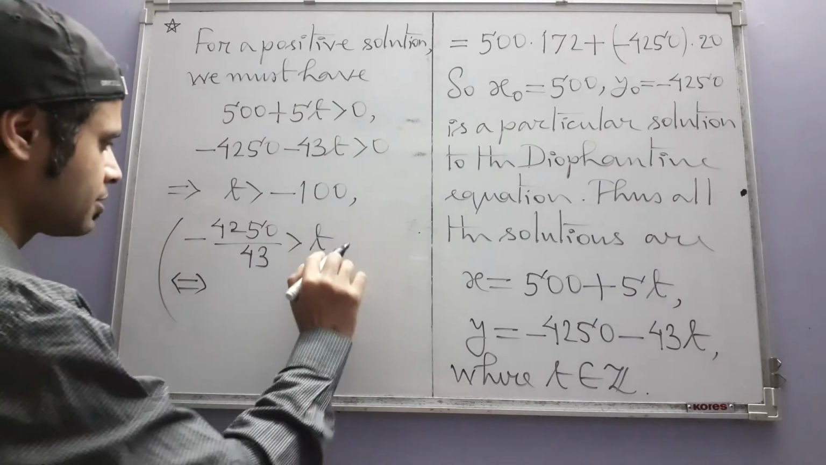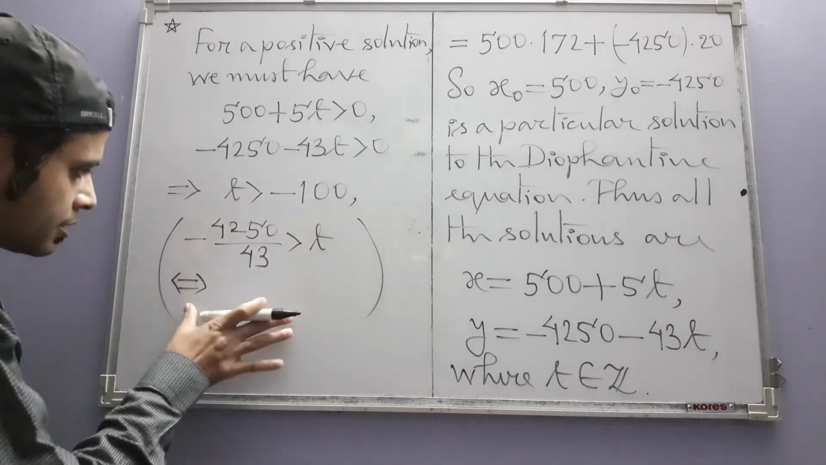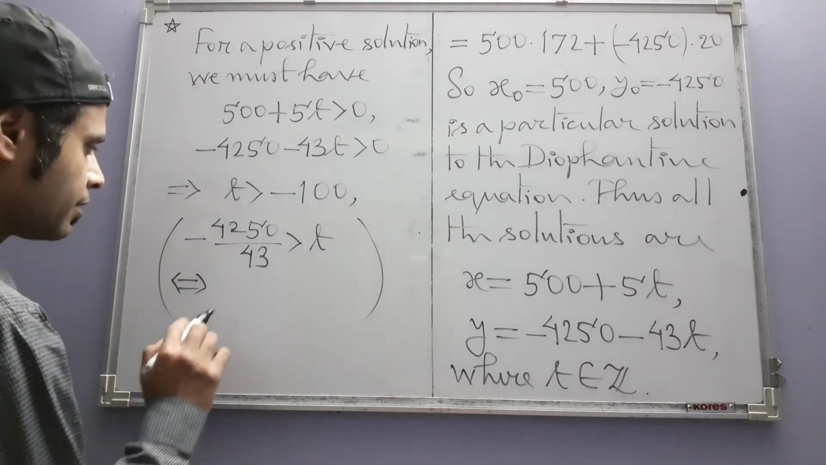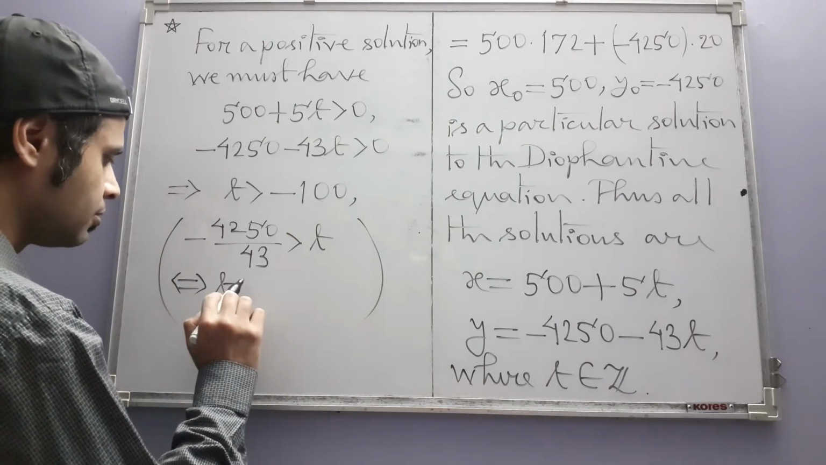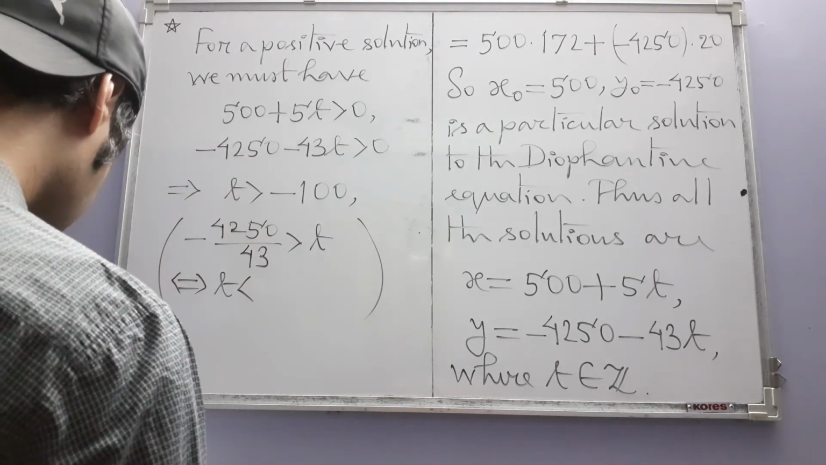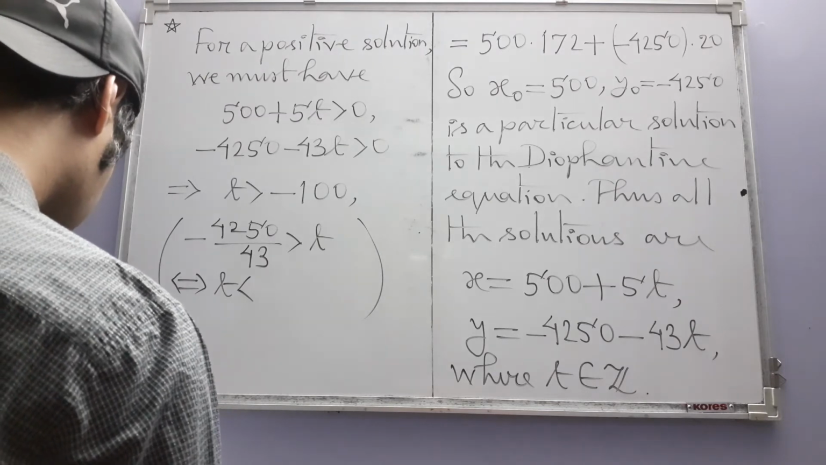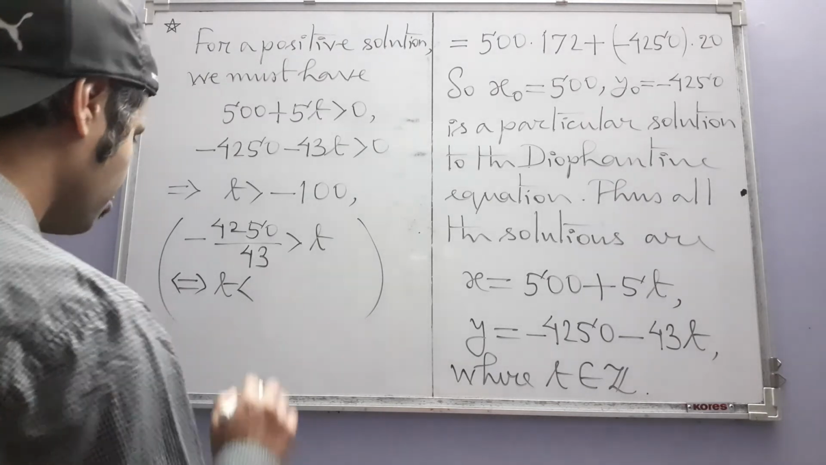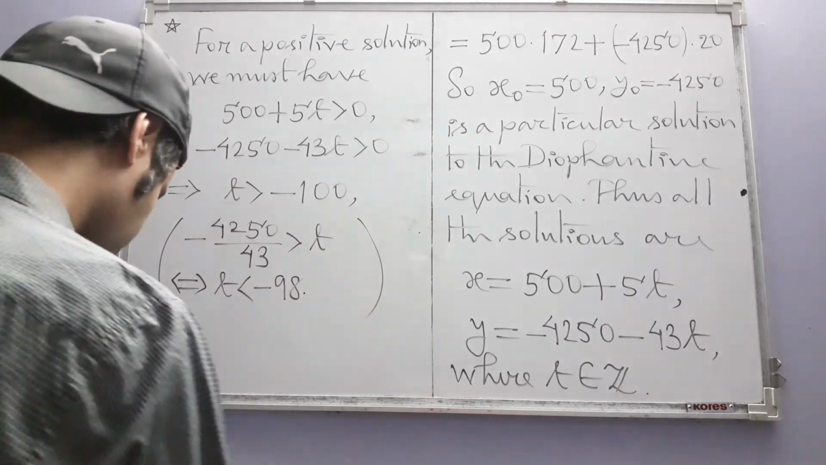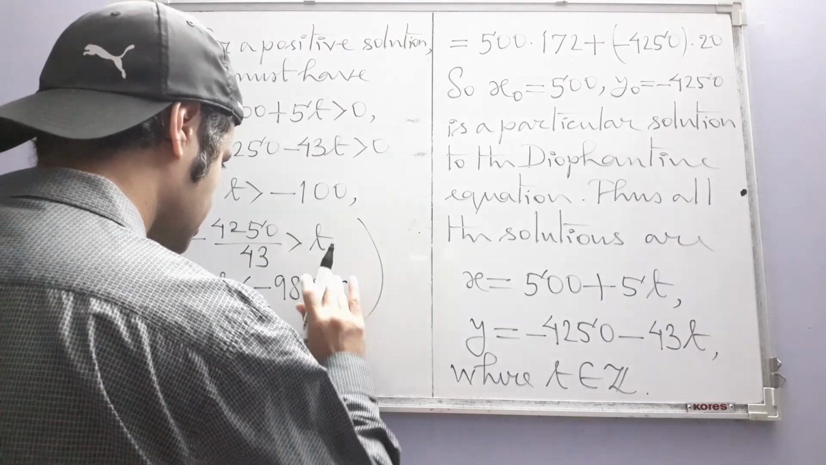Okay, I'm just being a little sloppy here. Okay, you understand that I am doing this only for this inequality. Now if one actually calculates, it turns out that this value is roughly what? Minus 98.8372, something like this.